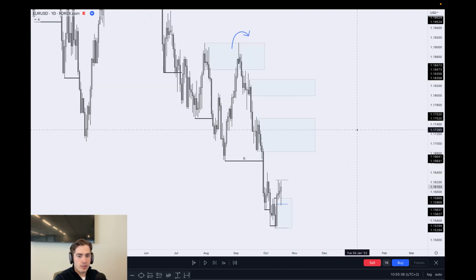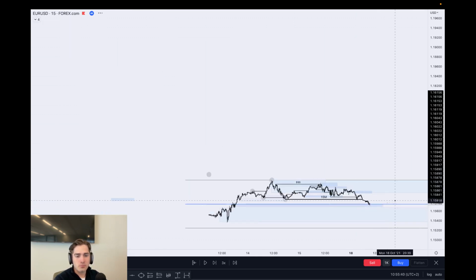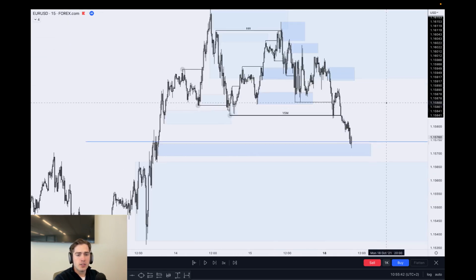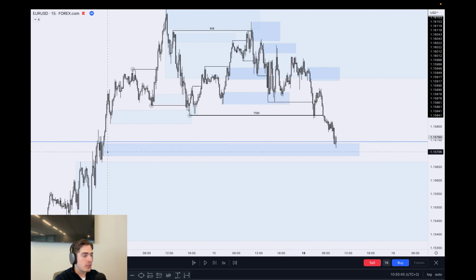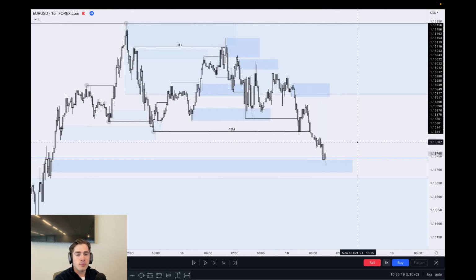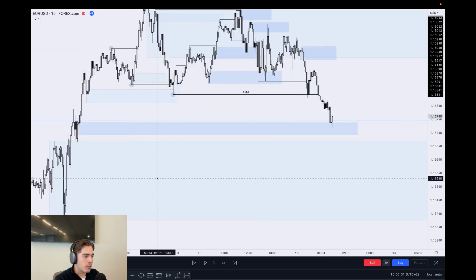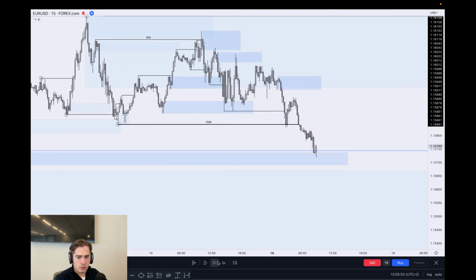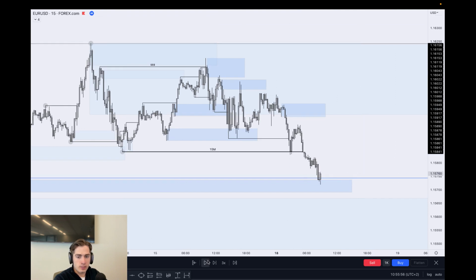Okay, so now going back to the 15-minute, what can we see over here? So we're coming in towards this area of 15-minute demand, pivot in the EQ, excuse me, and remember we don't have to hit that 4-hour area of demand. So what are we going to see? We're going to just press play and see what happens.